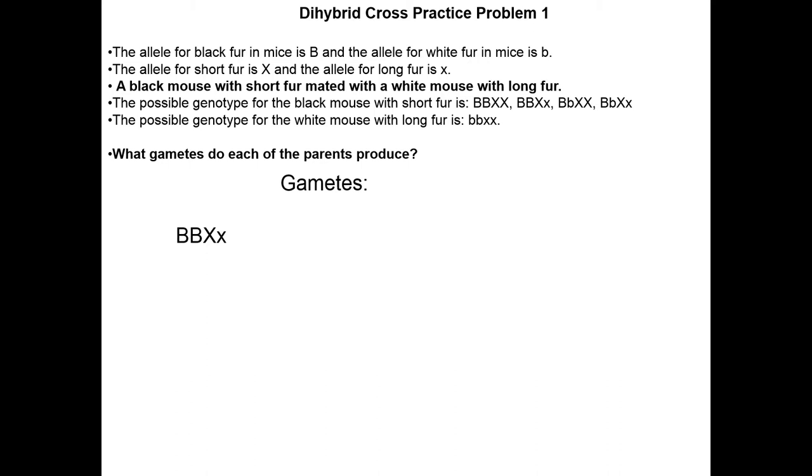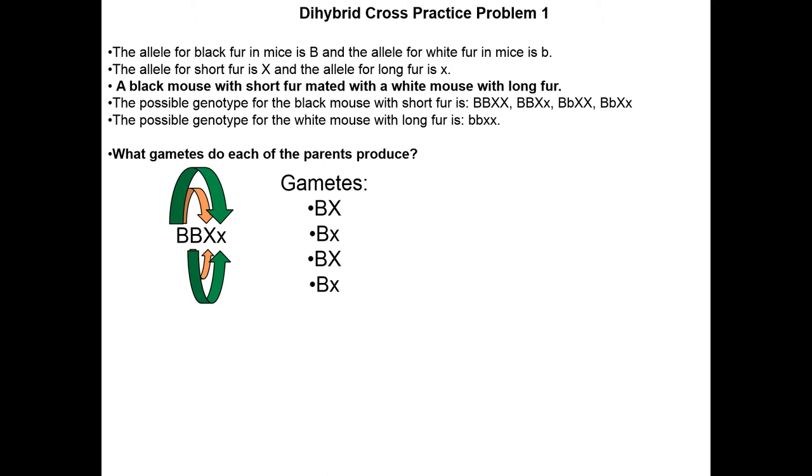So what gametes can he produce? Well, here you can use a foiling method to figure out what gametes he can produce. So big B, big X. Because you're not inheriting one allele, you're inheriting two combinations: one allele for fur color and one allele for fur length. These have to be inherited together. So big B, big X, big B, little x. So there are two possible outcomes.